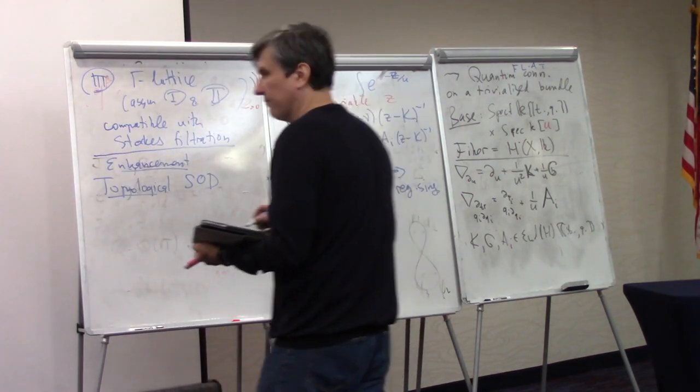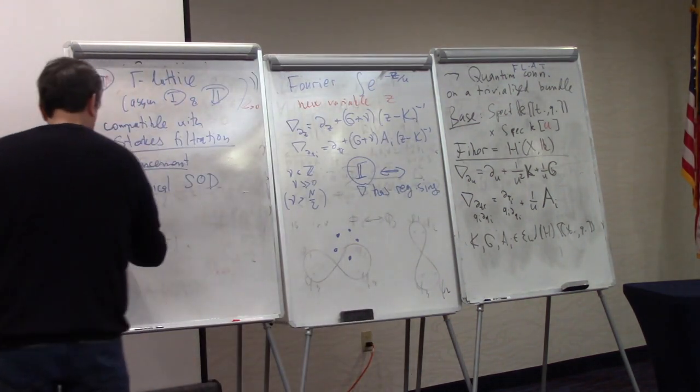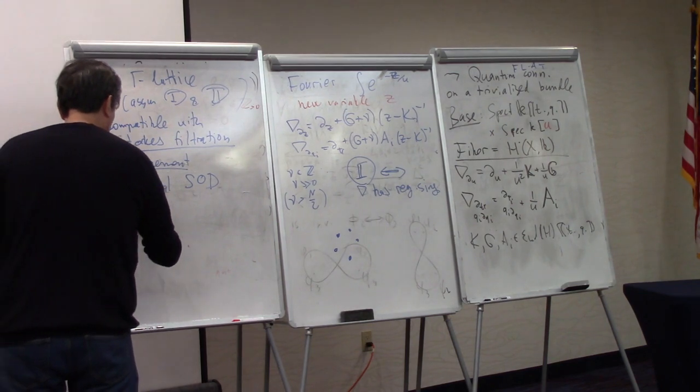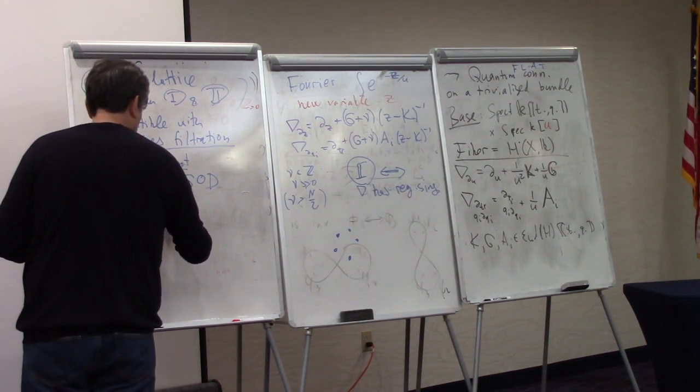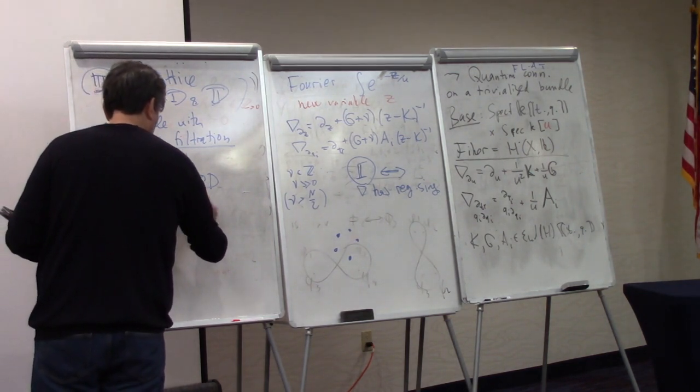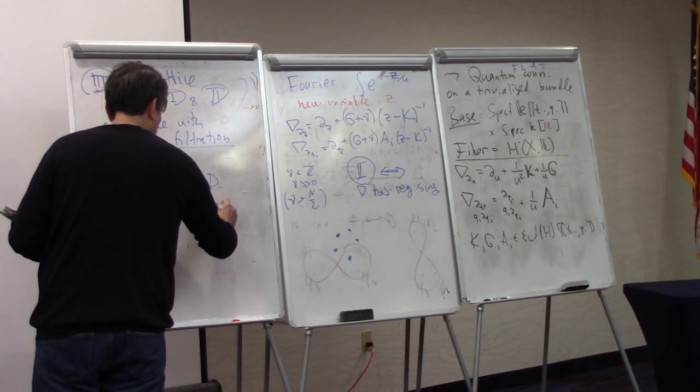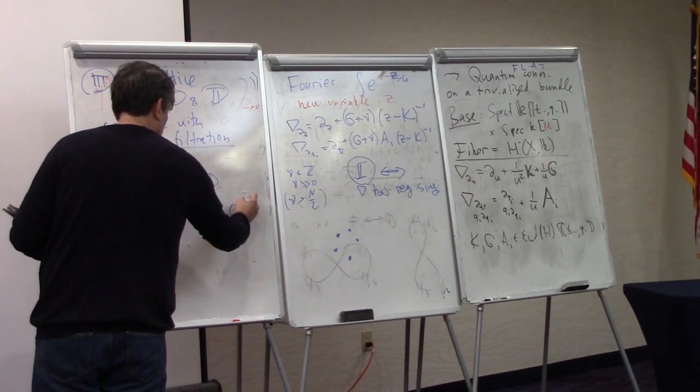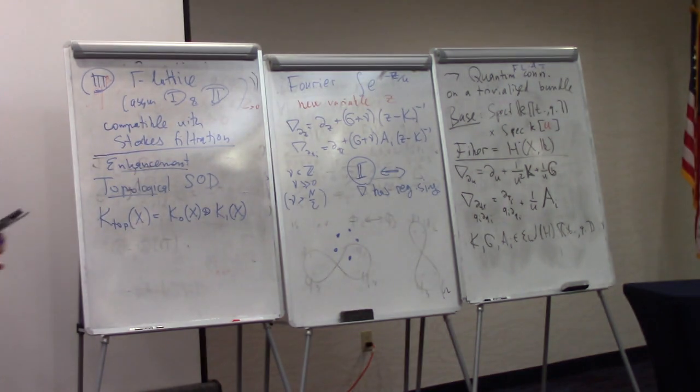So what do we have? We have the topological K0 of x, which is K0 of x plus K1 of x. By Bott periodicity, you have only two different groups, and these are finitely generated groups, and the total rank is like all cohomology of x. It's rationally the same as the cohomology of x.